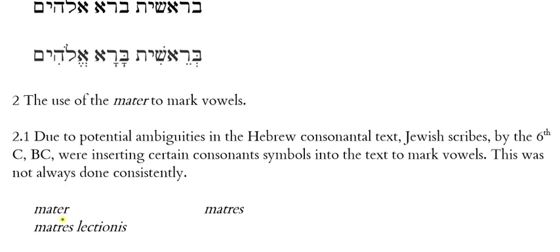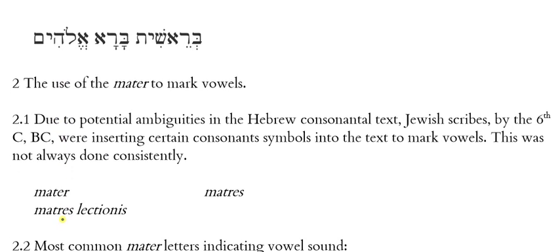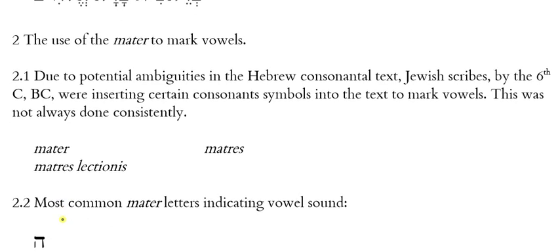Now, let's talk about the use of the mater to mark vowels. And we're going to talk about what that word means. Due to potential ambiguities in the Hebrew consonantal text, Jewish scribes by the 6th century BC were inserting certain consonant symbols into the text to mark vowels. This was not always done consistently, so the scribes that inserted these vowel-marking consonant letters didn't always do this evenly throughout the text.